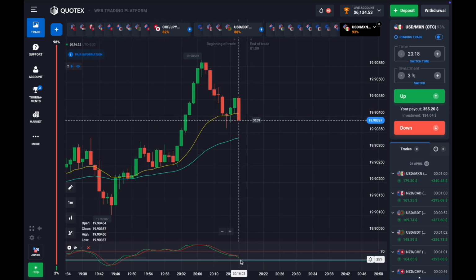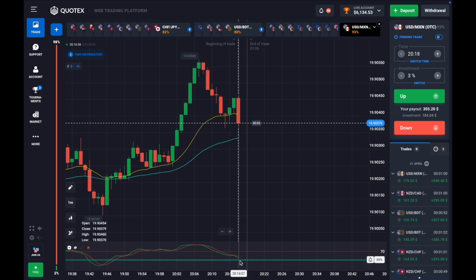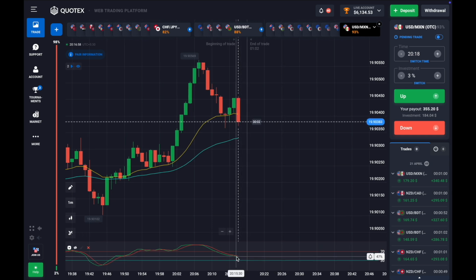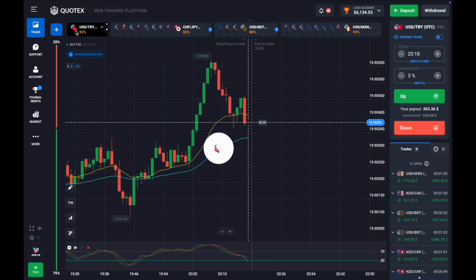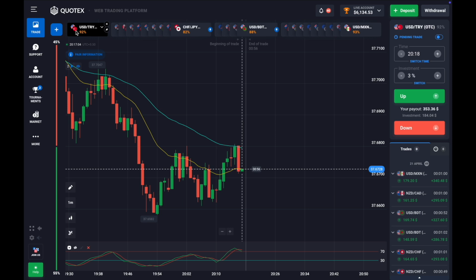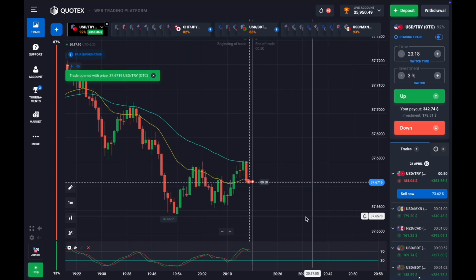You see here, this is what I was talking about. I wanted to wait for the stochastic to go up to the 30 level so that the stock price would be oversold and we can take a continuation trade. So let's find a perfect opportunity here. The current price, the major trend is a downtrend.